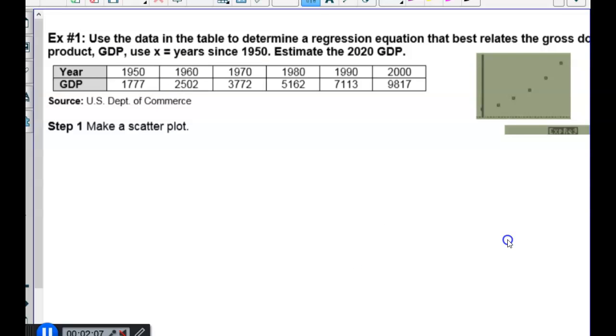All right, this is example 1 that you have on worksheet 13, I'm guessing? Yes? Okay, we're supposed to type this in, but what's the first thing students forget to do? When it says X equals years since 1950, I don't want to type 1950, right? Or type 0, 10, 20, 30, 40, and 50 in this case. Okay, how do we get there?